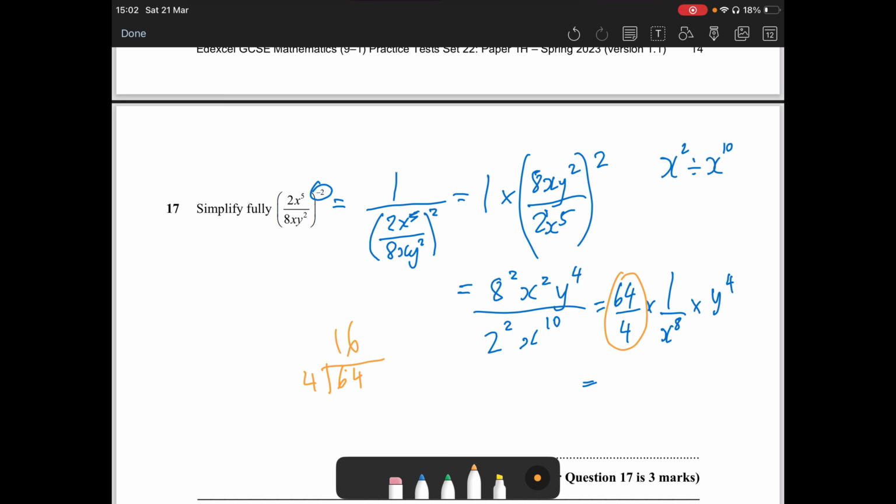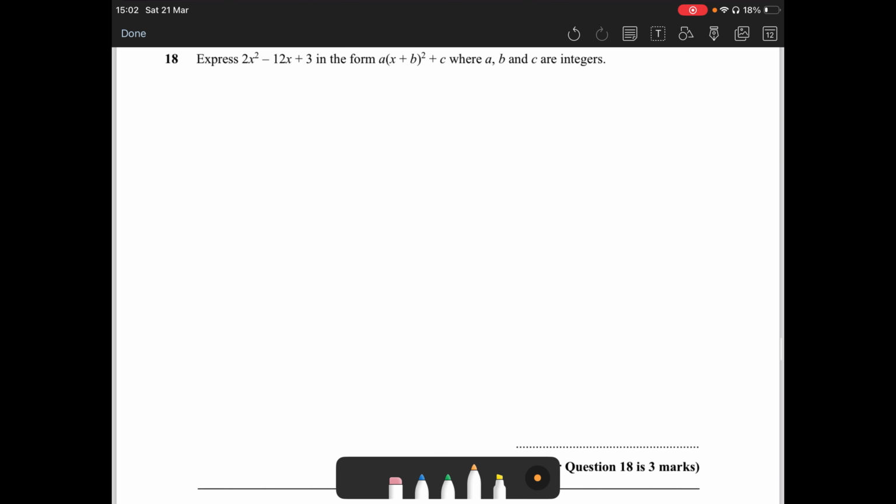Being a maths teacher and all, but it's 16, isn't it? So look, we've got 16 y4 over x8. I'm feeling pretty good about this one. Let me double check. Yeah, we're good. That's the mark. All right.